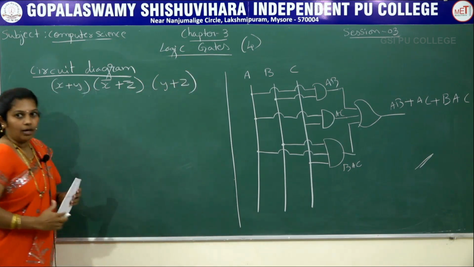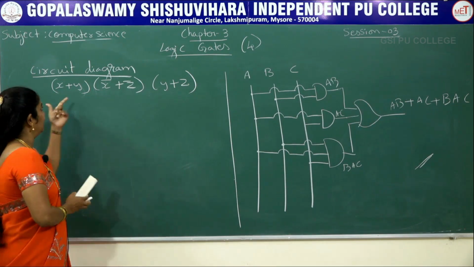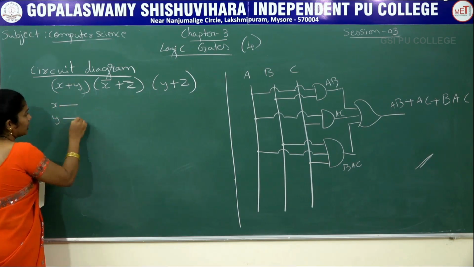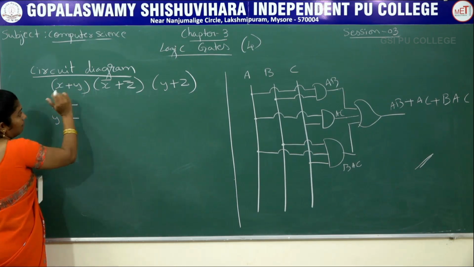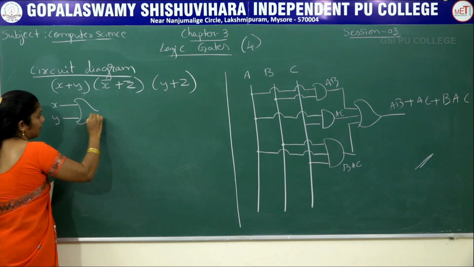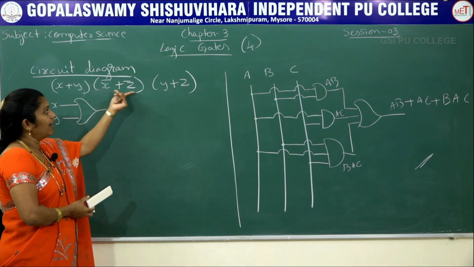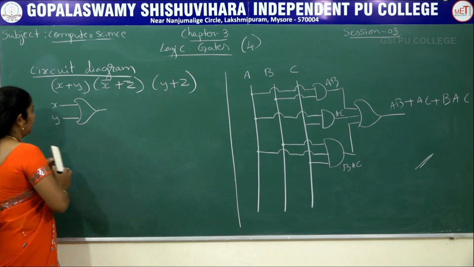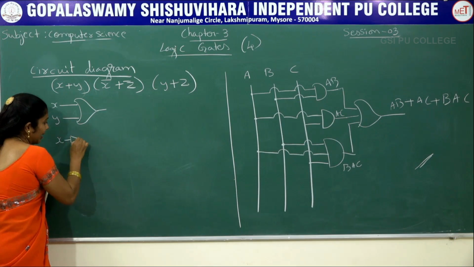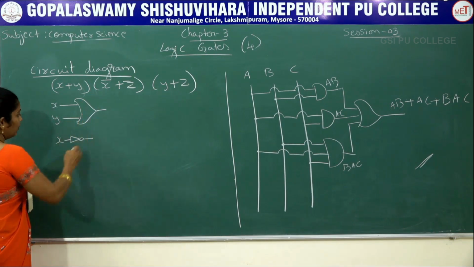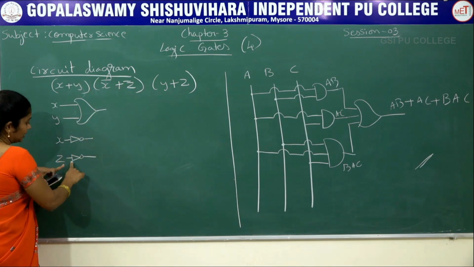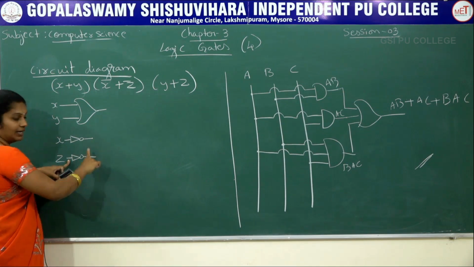Then how to write the circuit diagram for this one? First we have x and y. Take down x and one more, y. These are combined with a plus operator. Plus means here you write a reverse C shape. Next part, x bar plus z bar. Take down x, but we require x bar. Bar means negate it, a NOT gate. Then one more we have z. Bar is required, so negate it. When it comes here, it is z. Once it has passed through here, it is z bar.